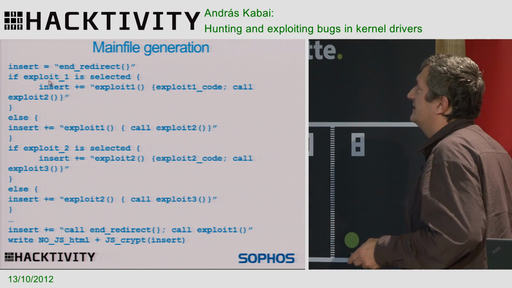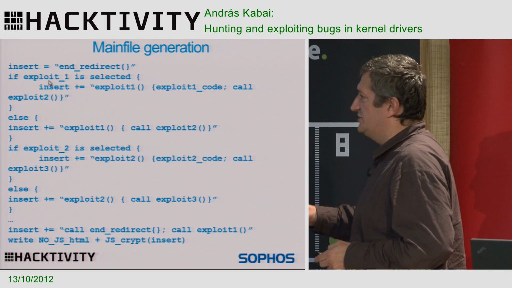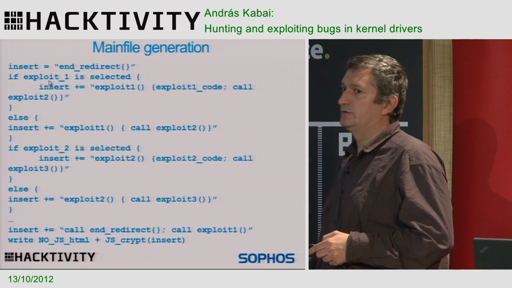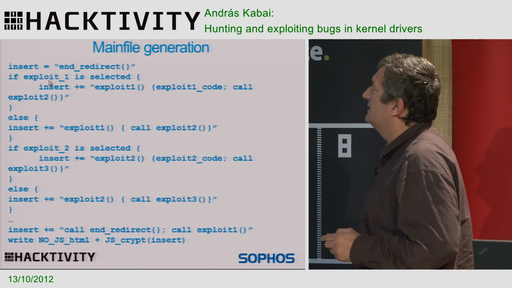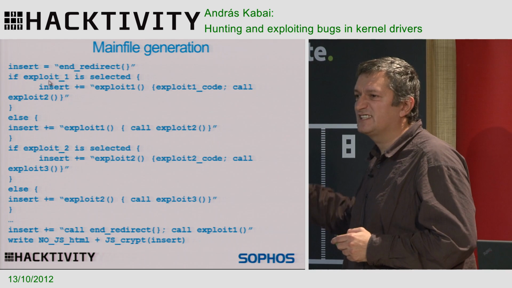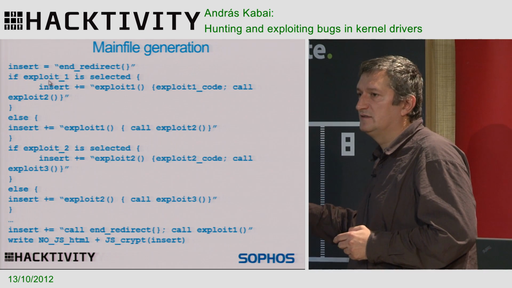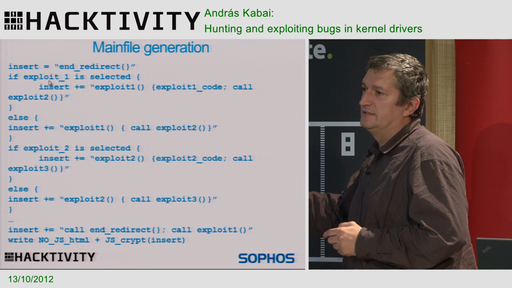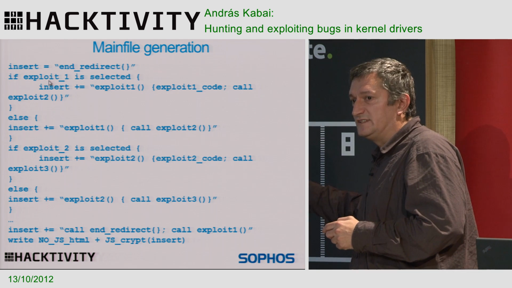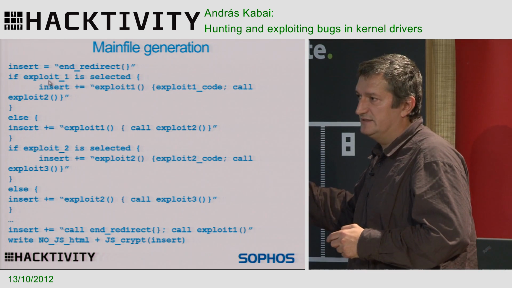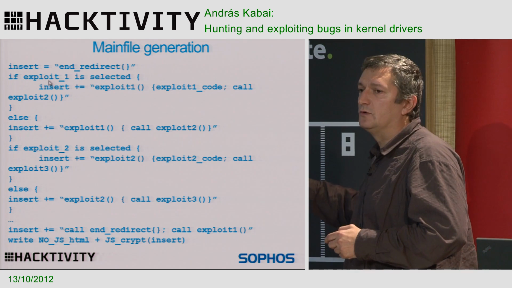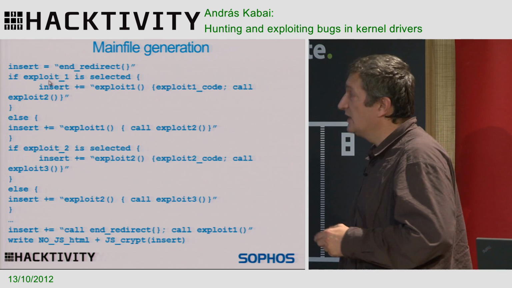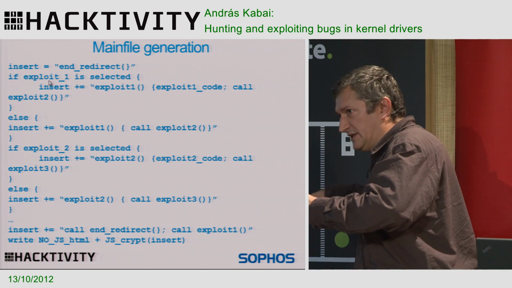And based on these settings, a chain function call is generated, which is returned to the user. It looks like if exploit 1 is selected for the particular platform, then its code is inserted and it calls exploit 2. If it is not selected, then it is just a simple call to a simple empty function that calls the next exploit function. And these are chained one after each other.